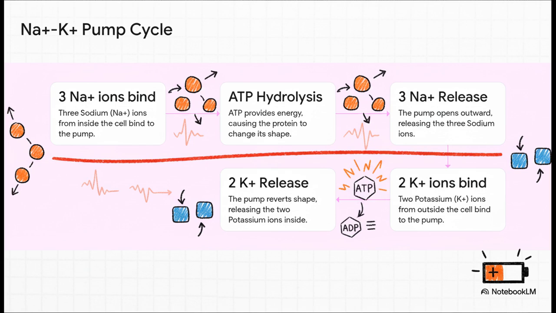Then boom, ATP pays the price. That energy literally changes the pump's shape, and it opens up to release those 3 sodium ions outside the cell. Then from the outside, 2 potassium ions hop on, the pump changes back, and releases them inside. This constant 3 out, 2 in exchange is so important. It creates this powerful electrical difference across the membrane. It's basically charging a tiny cellular battery.